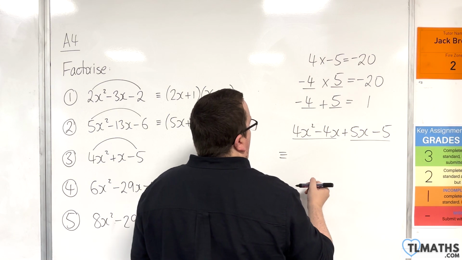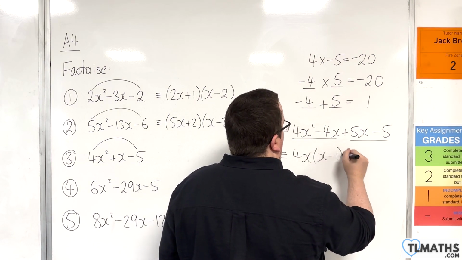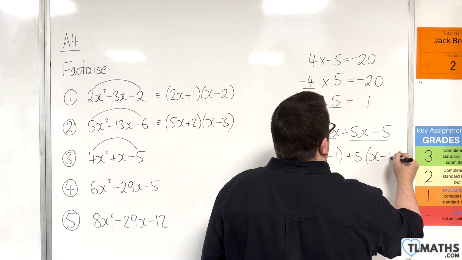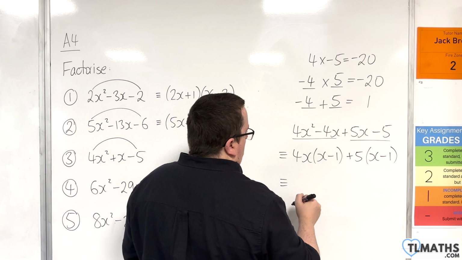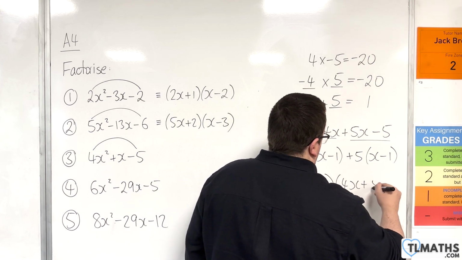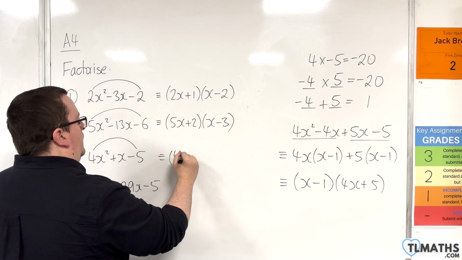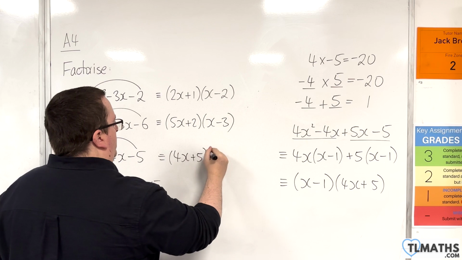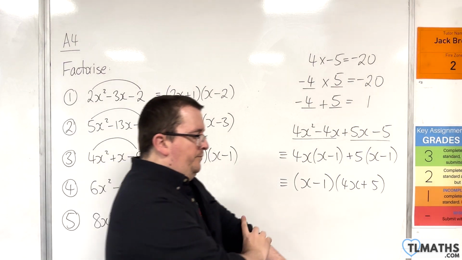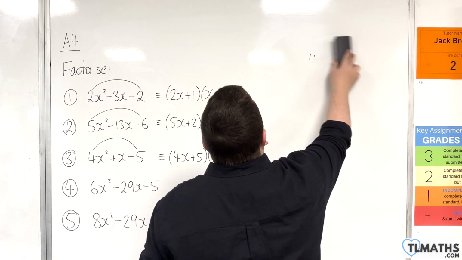2 halves. So the first half, factor out the 4x and have x take away 1 as the bracket. And then we've got plus 5 lots of x take away 1. So our two brackets, x take away 1 and 4x plus 5. That's number 3 then. So number 4.